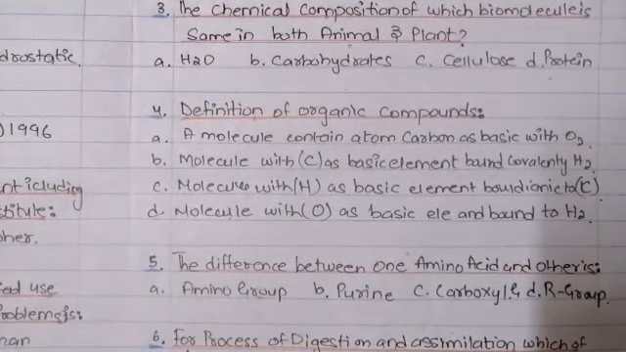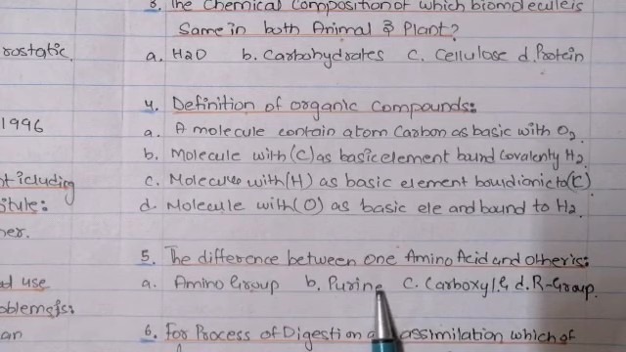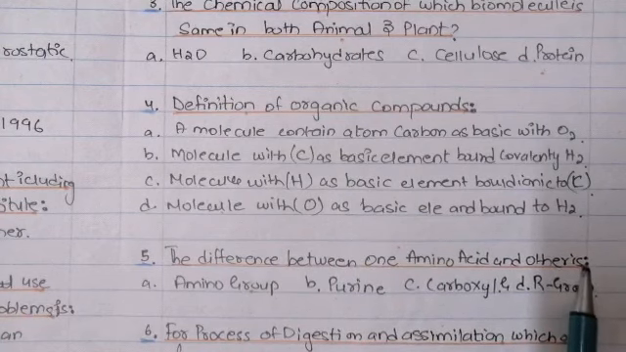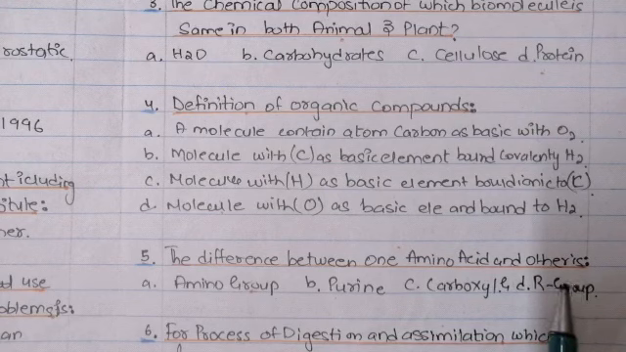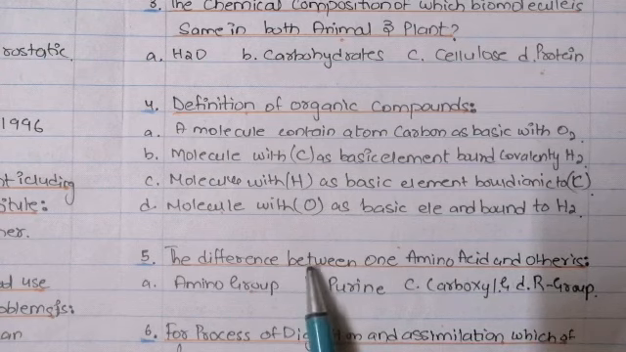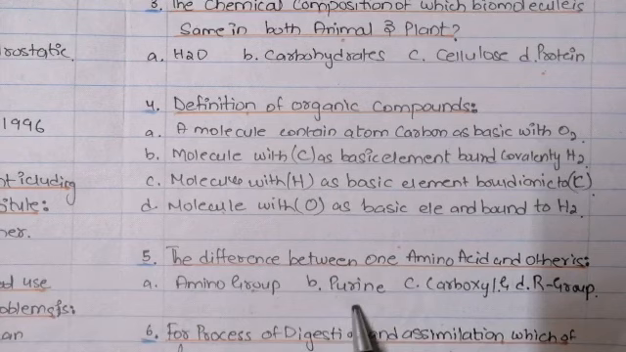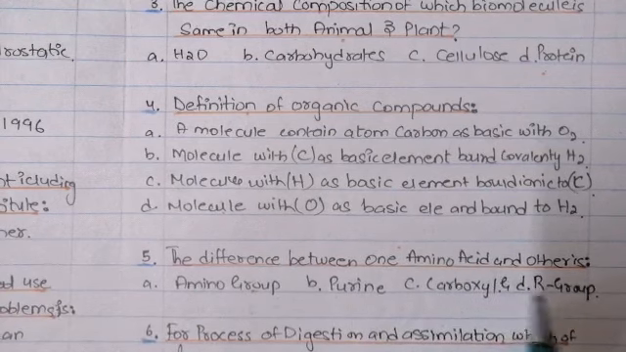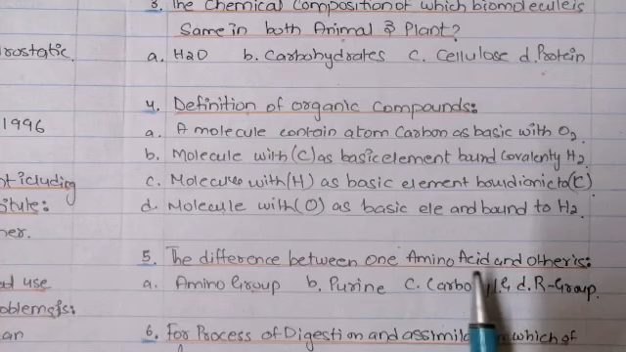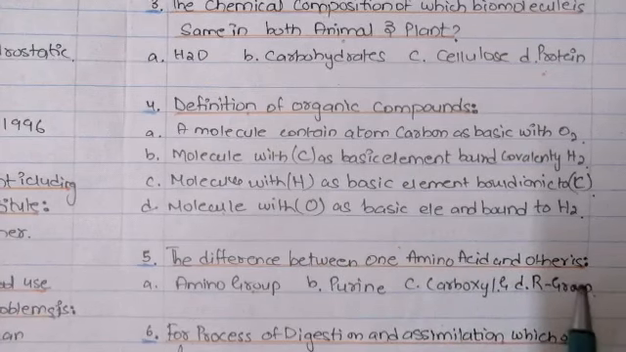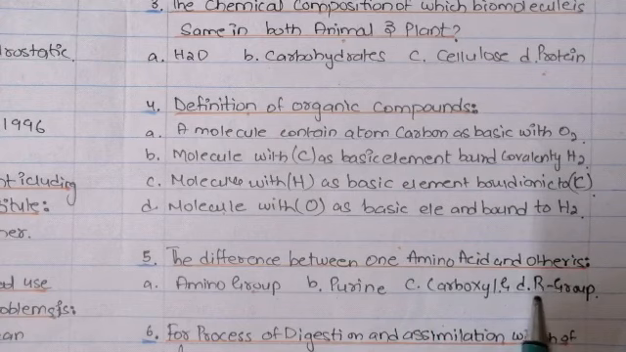Question number 5 says the difference between one amino acid and another amino acid is because of which group? As you all know, if you know the basic structure of amino acid, the carboxyl group, the amino group and the R group are attached. So the difference between one amino acid and another can be made in which group? Option A says amino group, B says purine, C says carboxyl group, and D says R group. The answer for this question is the R group, option number D. That is, the R group is different in each amino acid.